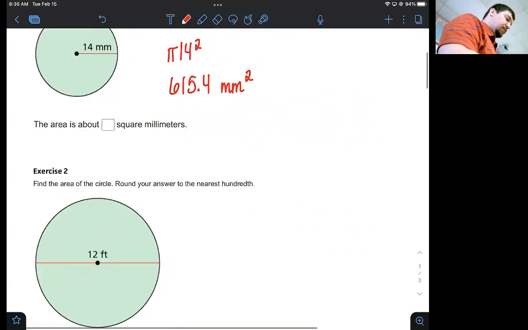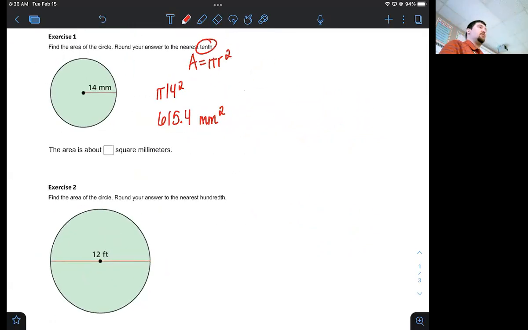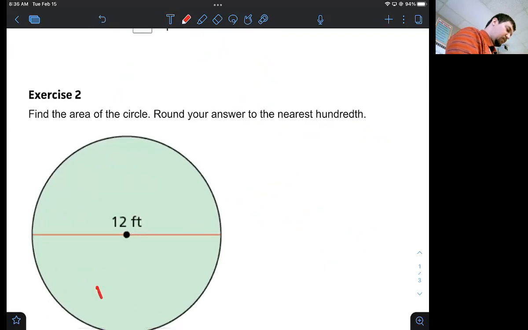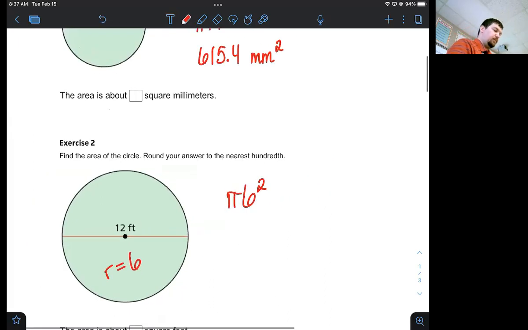All right, number 2. You should notice one main difference between numbers 1 and number 2. What difference do you see? Maddox? This one gives you the diameter. That's exactly right. We don't want the diameter. We still want the radius. So Maddox, if the diameter is 12, what would that make the radius? 6. Perfect. So we're going to do pi times 6 squared.